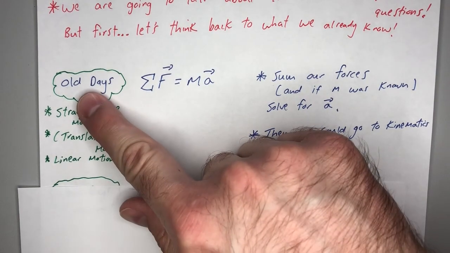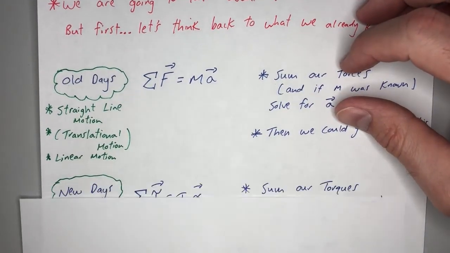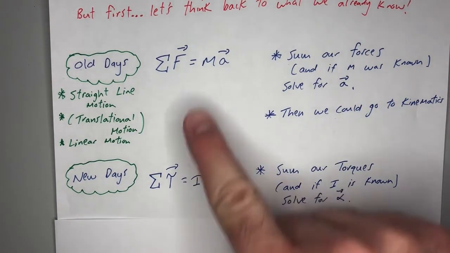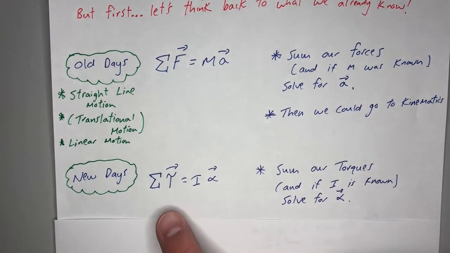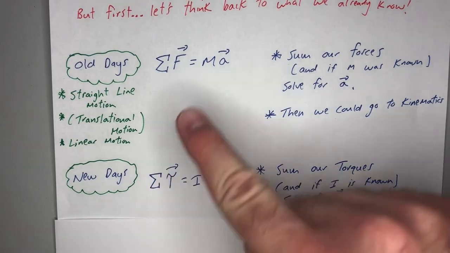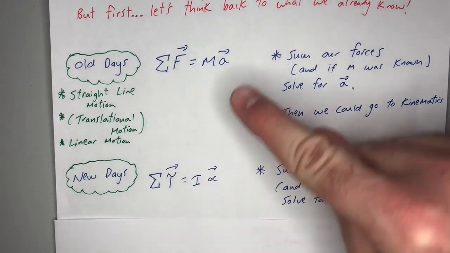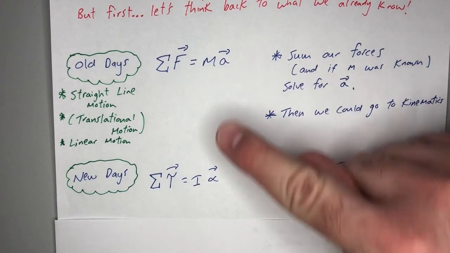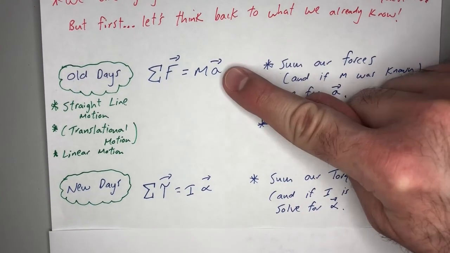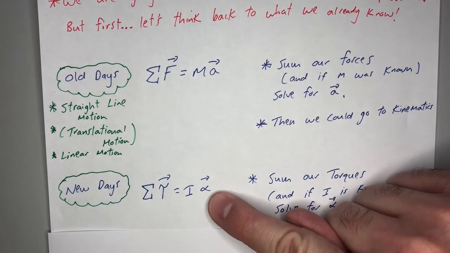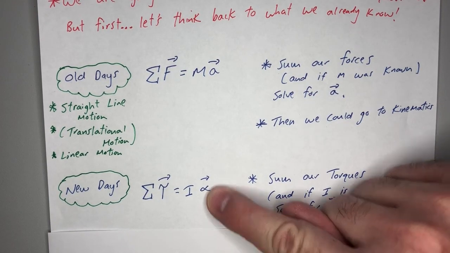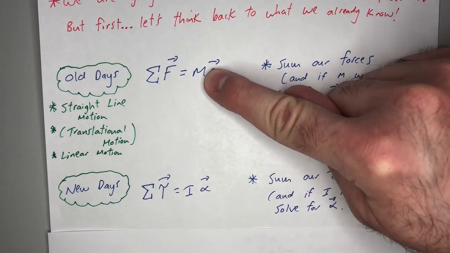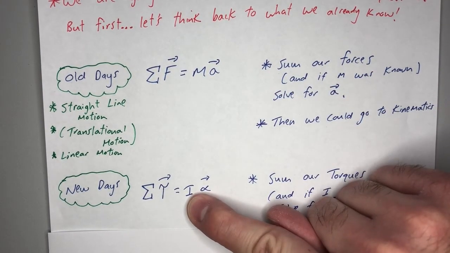The old knowledge ties into our new knowledge very nicely, because we have the rotational analog to Newton's second law. Back in the day we summed forces; now we're going to sum torques. The F's become torques, and the a's become alphas, because instead of linear acceleration, you have angular acceleration. This was in meters per second squared; this is in radians per second squared. This was in newtons; this is in newton meters. This was in kilograms; this is in kilogram meter squared. We'll talk more about that.